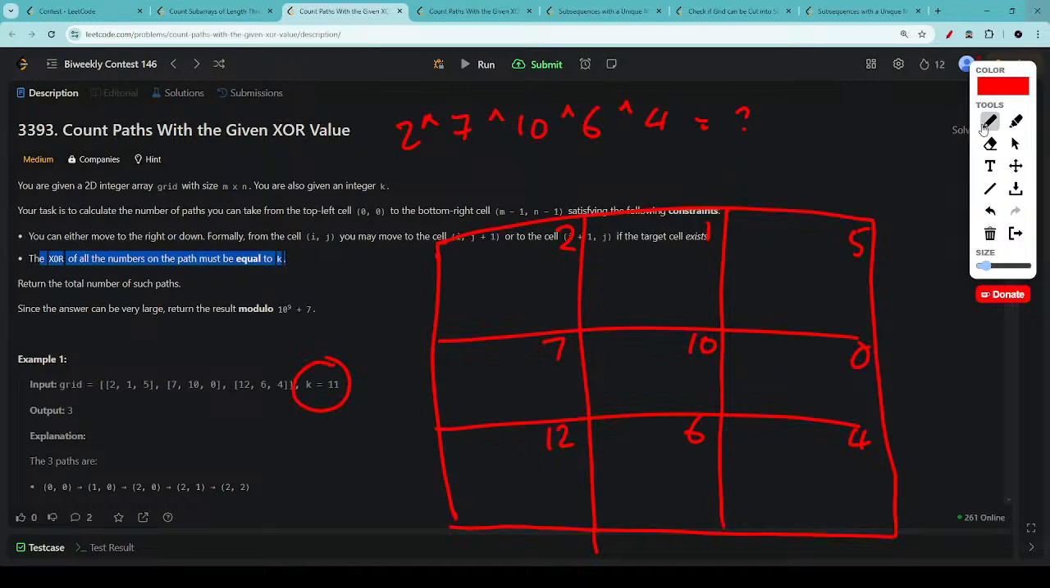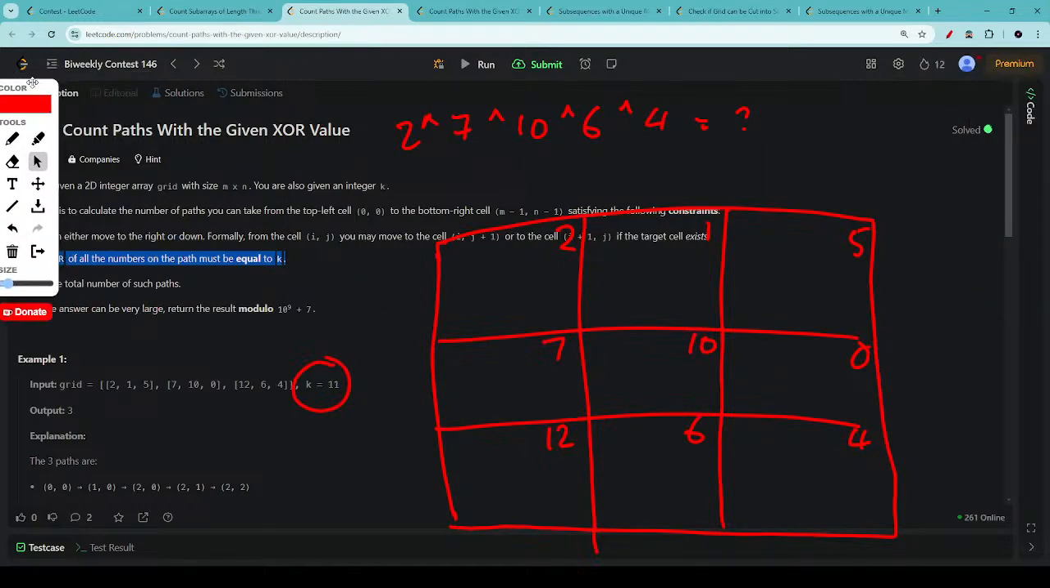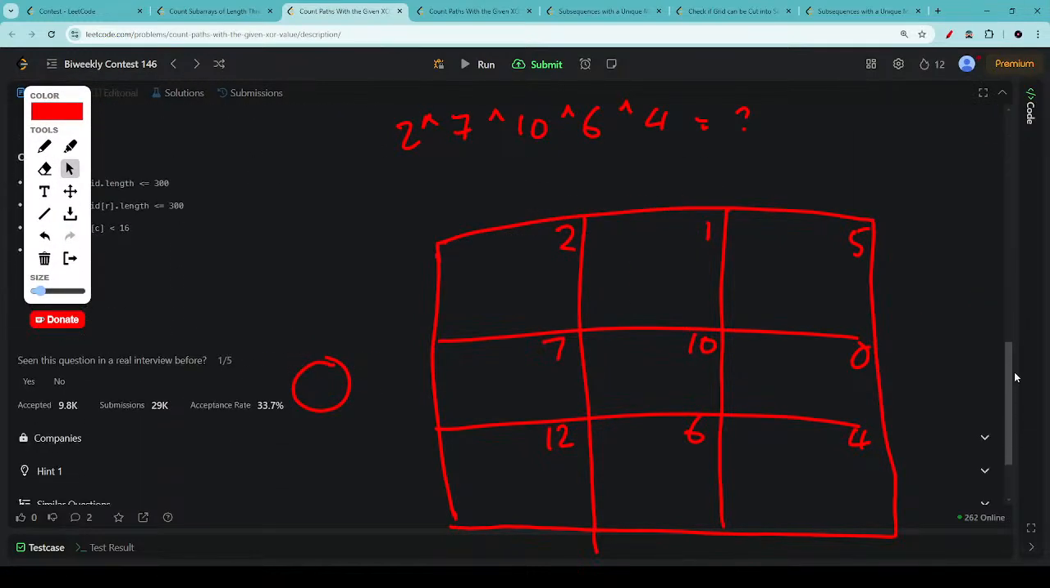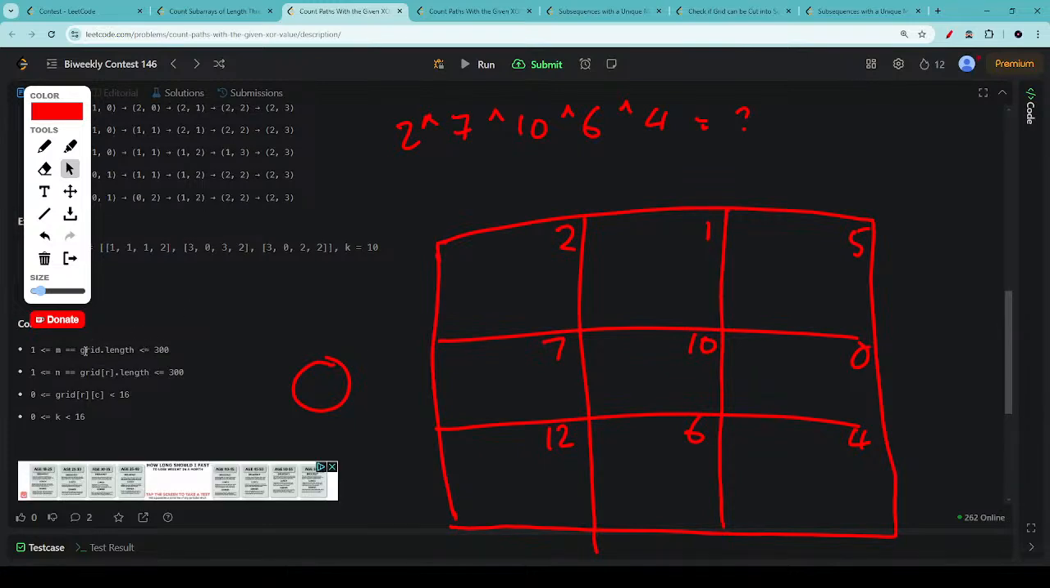Now, when I see a problem like this, one of the first things you check is the constraints. And you'll notice for this problem that the grid, first of all, is not too big. Second, and more importantly, the value of each number in the grid is up to 16. So it's only 0 to 15, which means they are all 4-bit integers. The nice thing about this is there's only 16, so you can actually do something with this.